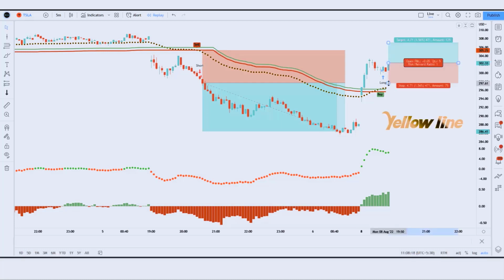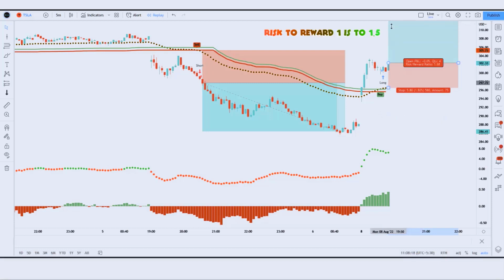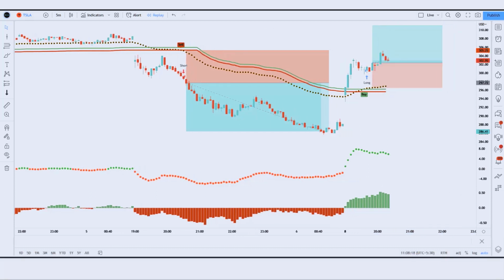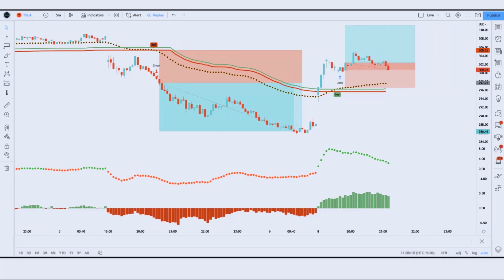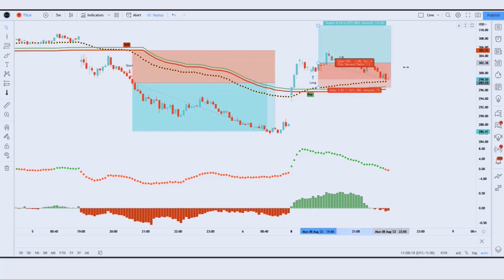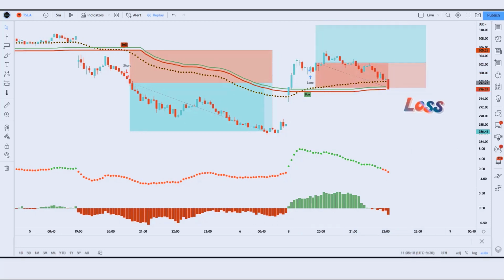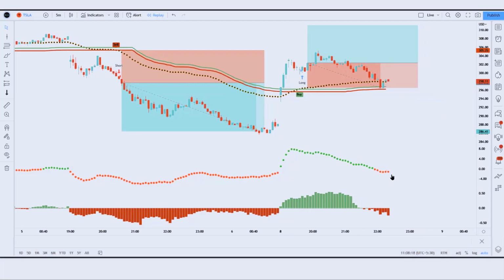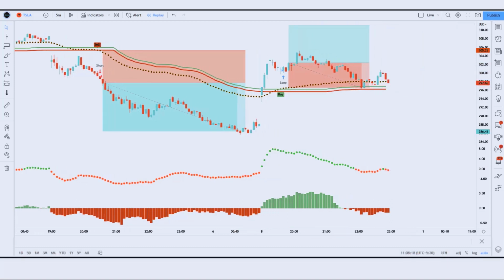Our stop loss will be placed at the yellow line of twin optimized trend. And the risk to reward ratio will be 1:1.5. Let's see what happens to our trade. We have lost this trade. Never mind, sometimes it happens in the market. We must remember one thing, that no strategy works 100% in the market. Let's find the next trade.